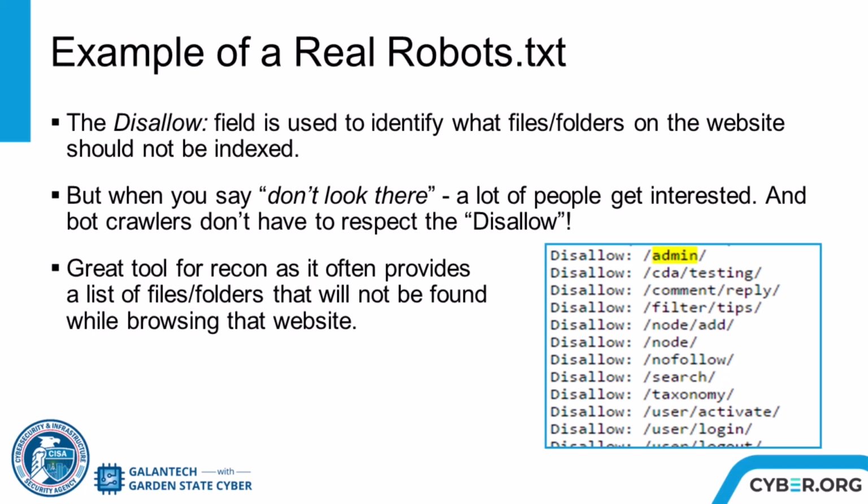For example, the path could be changed to subdomain1/documents/admin. Robots.txt is a great tool for Recon, as it often provides a list of files or folders that will not be found while browsing that website.